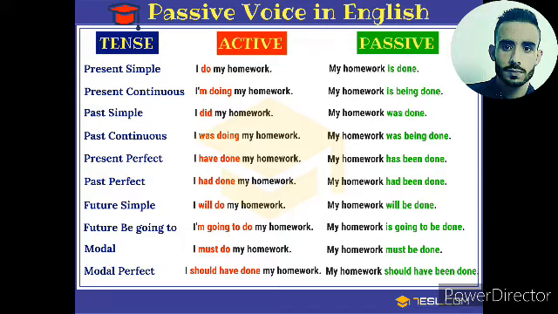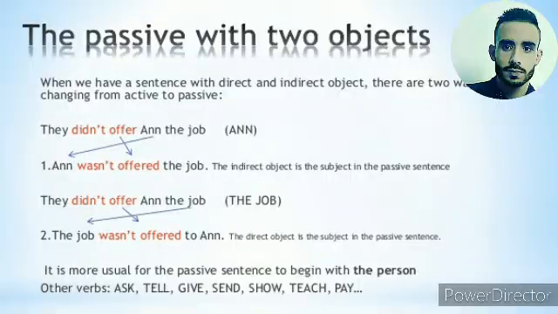So for all the examples, we just start with the object and follow it with the verb to be conjugated into the same tense we have, and we add the past participle of the verb. So it's the same for all of them. And for the modal verbs, we just add be after the modal verb.